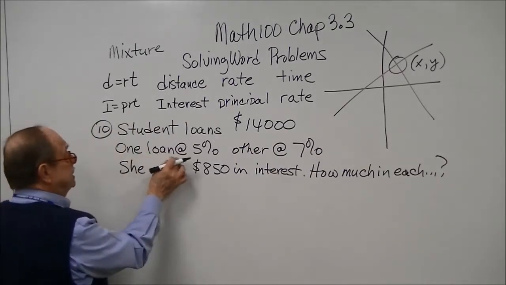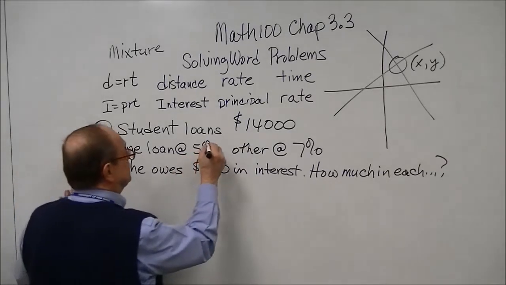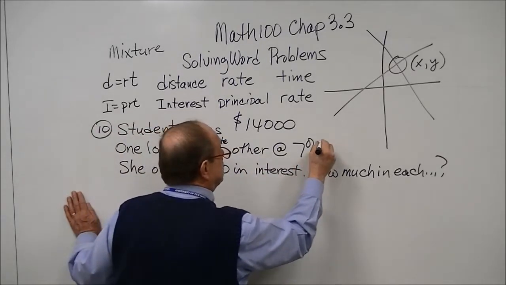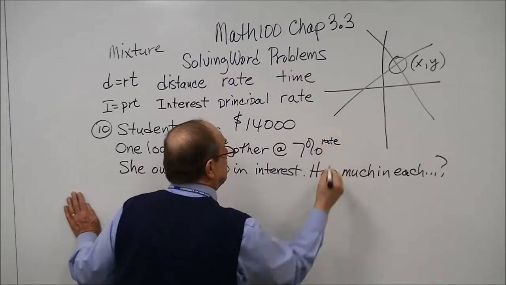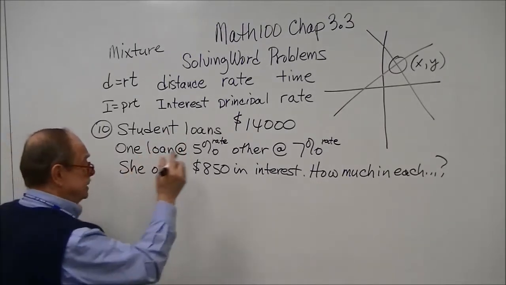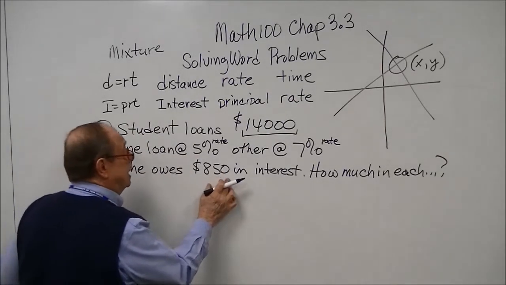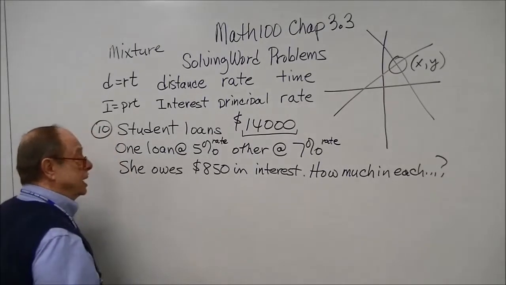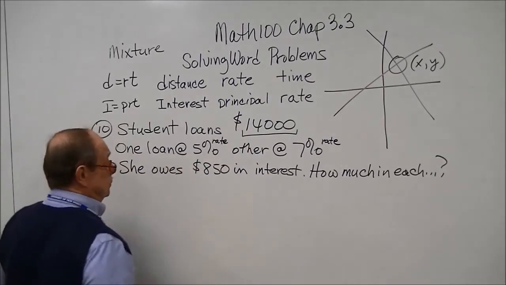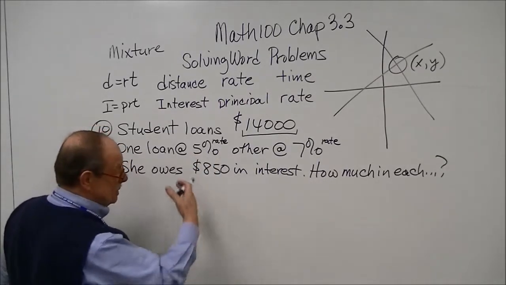Now, one loan is at 5% interest rate, and the other is at 7%. This is the rate. Now the interest, which is the accumulation of this on her principal, this is the principal here, after 1 year is $850. So we're wondering how much of this $14,000 is in each of these loans. You might say, why did you take it all at 5%? Well, then we wouldn't have a problem.